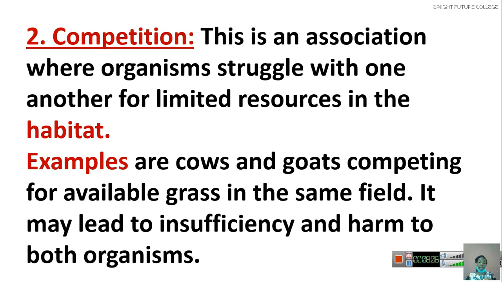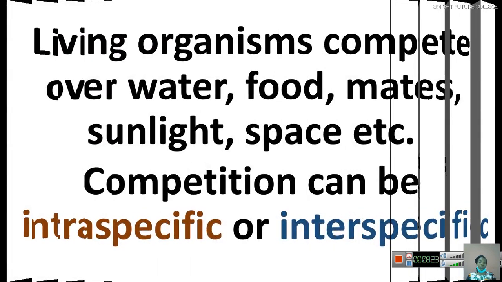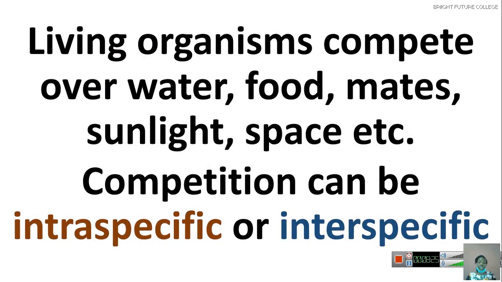Okay, examples are cows and goats competing for available grass in the same field. It may lead to insufficiency and harm to both organisms. Remember, we are still talking about the harmful relationships. Okay, living organisms compete over water, food, mates, sunlight, space, etc. And competition can be intraspecific or interspecific.